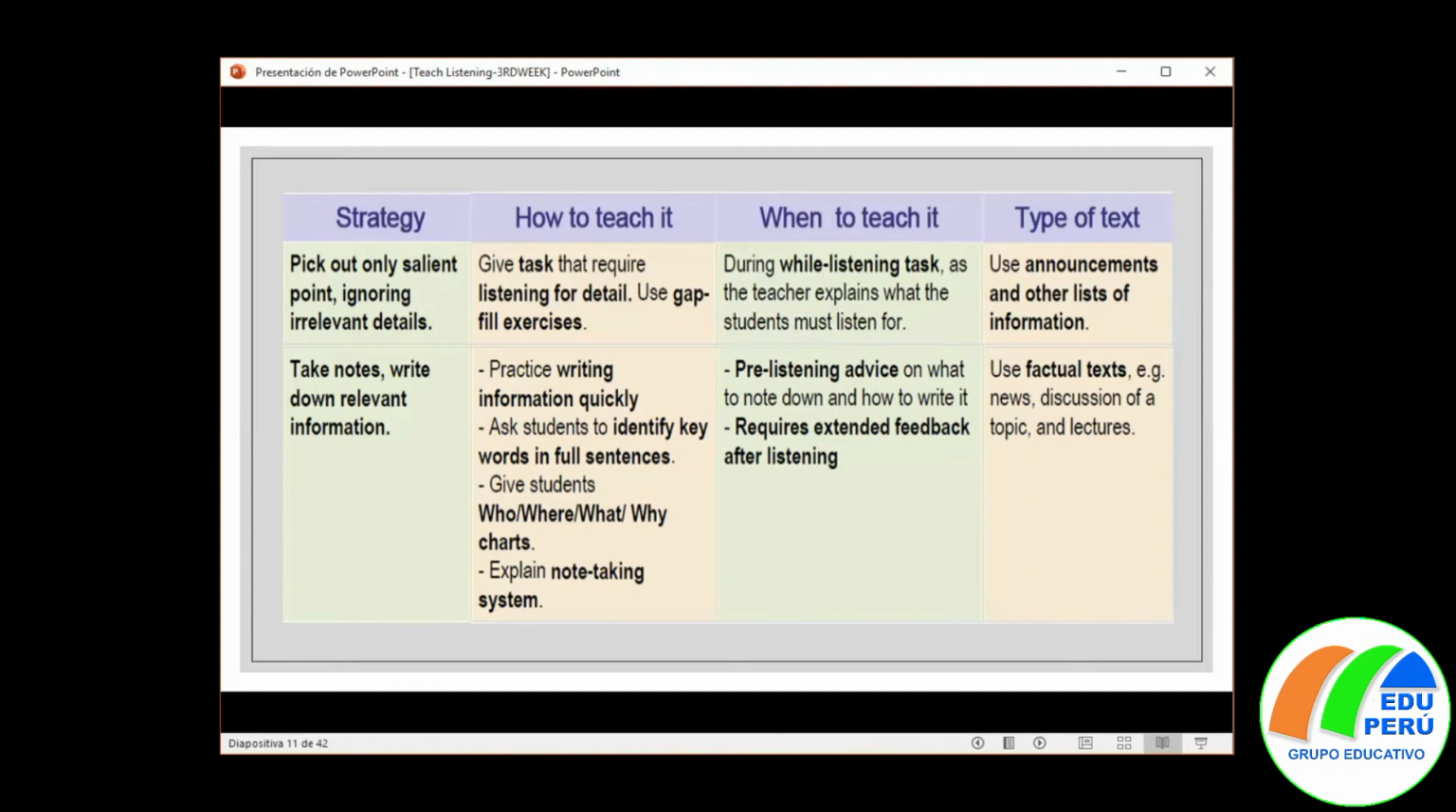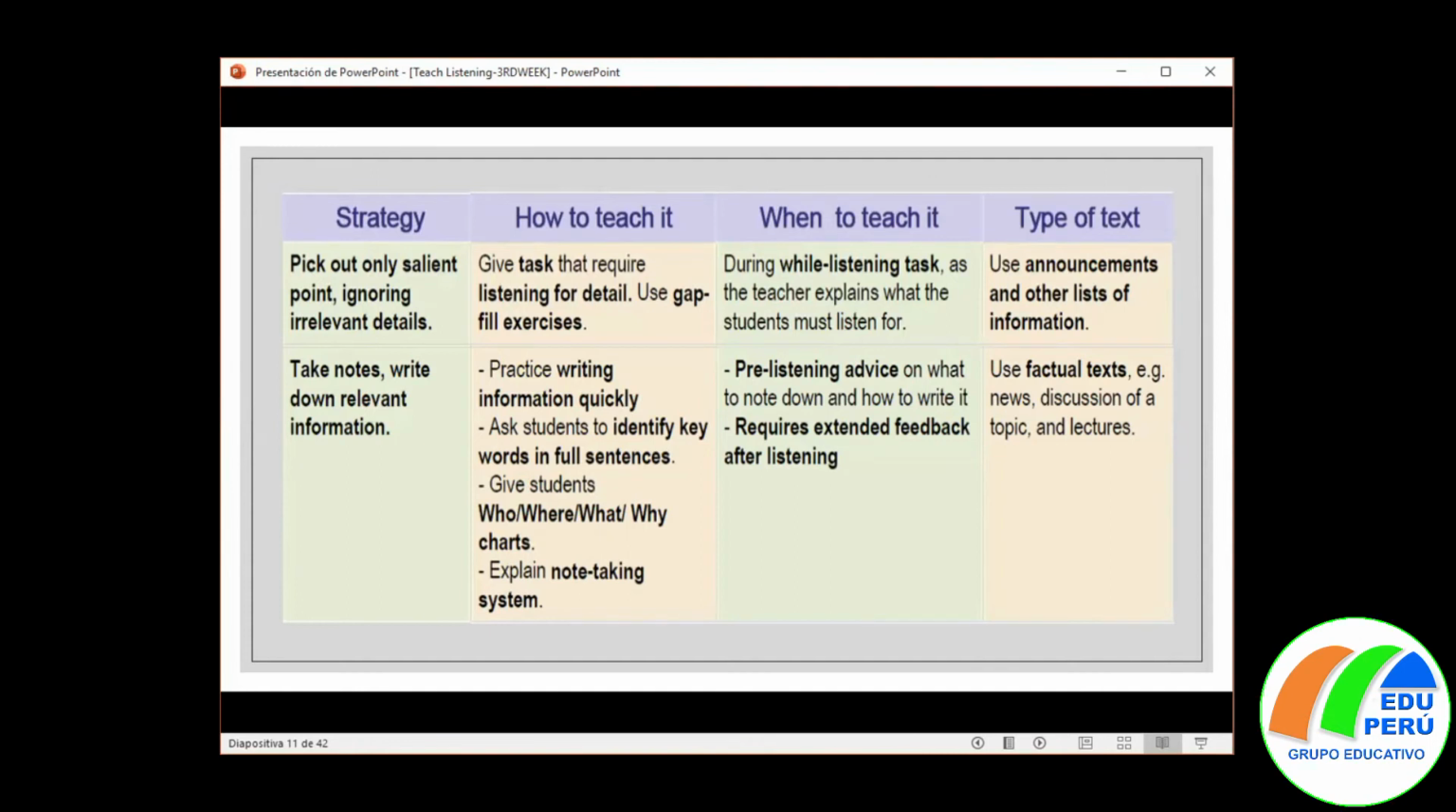When to teach it? Pre-listening advice on what to note down and how to write it. Notice you have to advise your students before they listen. Requires extended feedback after listening. So in order to check what notes they wrote, you need a feedback, no?